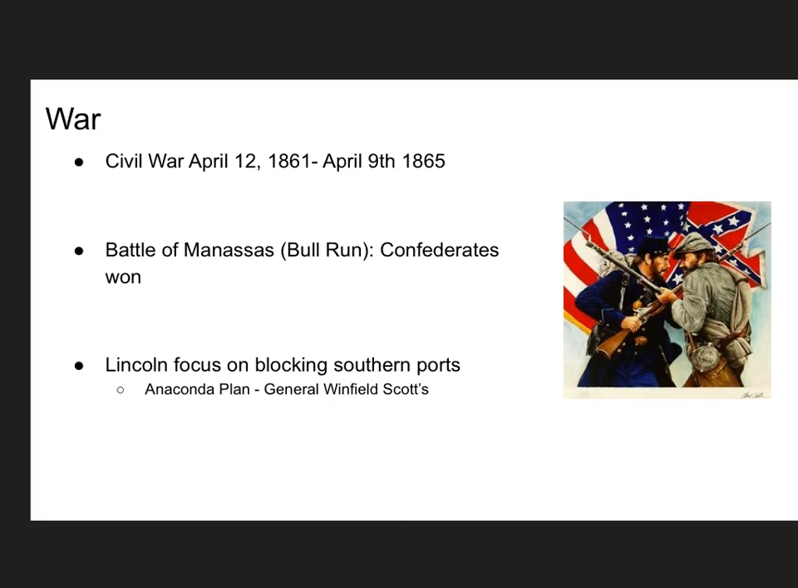So the Civil War began April 12th of 1861 with the firing on Fort Sumter and ended on April 9th of 1865. The Civil War was known for a lot of hand-to-hand fighting, because it took so long to reload your guns that it wasn't always feasible to do, and so it ended up with a lot of hand-to-hand combat.